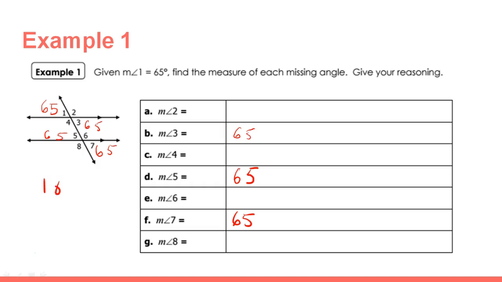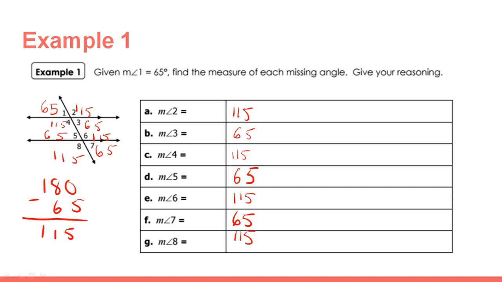For either one, I could do 180 minus the 65 degree angle that they gave us, and that gives us 115. So if we did that, say 1 and 2 being a linear pair, that makes this one 115. And since 2 and 4 are vertical, that makes this 115. Now, 4 and 6 are alternate interior angles, so we can call that one 115. And 6 and 8 are vertical, so we can call that 115. We could have also said that angles 2 and 8 were alternate exterior to get to 115 there, or we could have said 4 and 8 are corresponding.